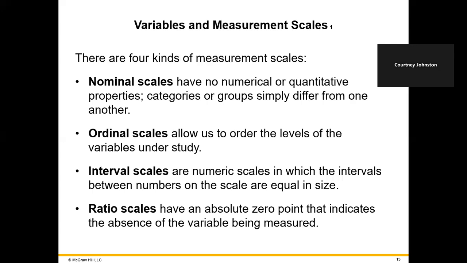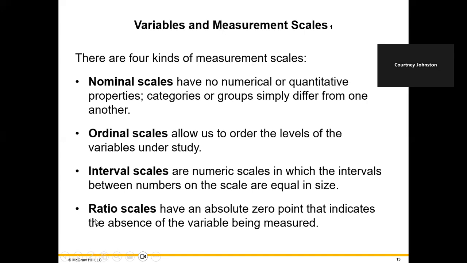Now, there are 4 different kinds of measurement scales, and you can use any of these in your own survey. We have nominal, ordinal, interval, and ratio. And this also has to do with types of data. Nominal scales don't have any numerical value or quantitative properties. The categories or groups simply differ from one another. Then we have ordinal scales. This allows us to order the levels of the variables under study. These two are not going to be quantitative. They are going to be basically words in nature.